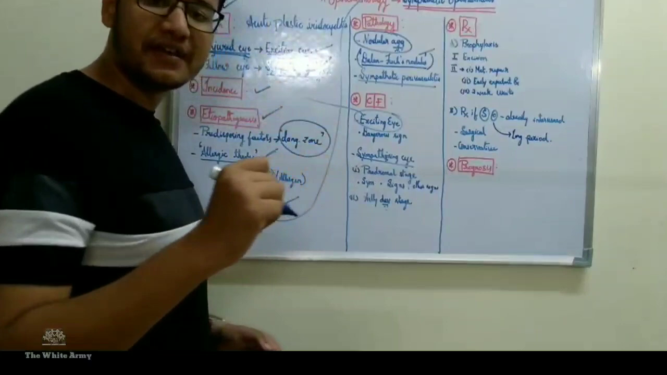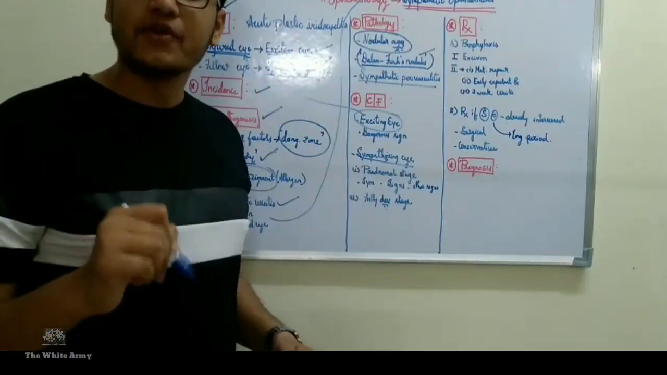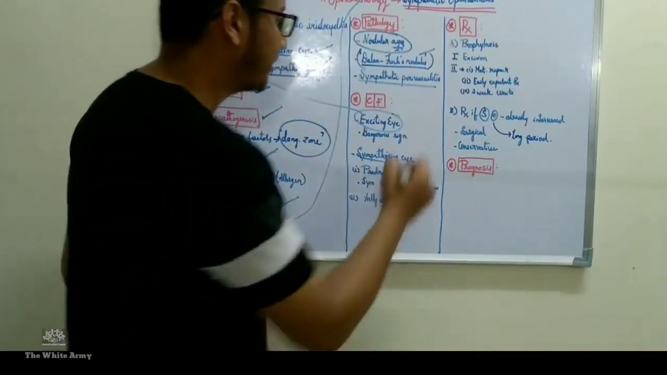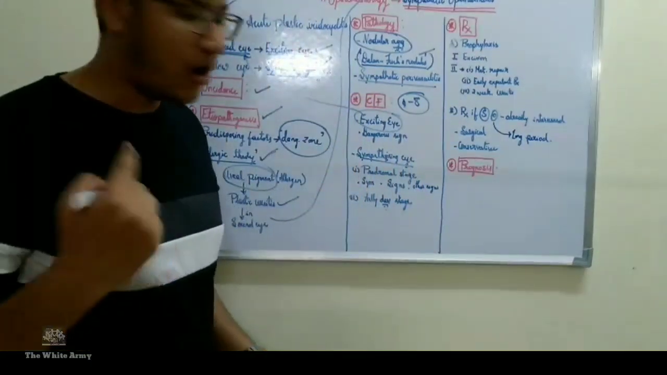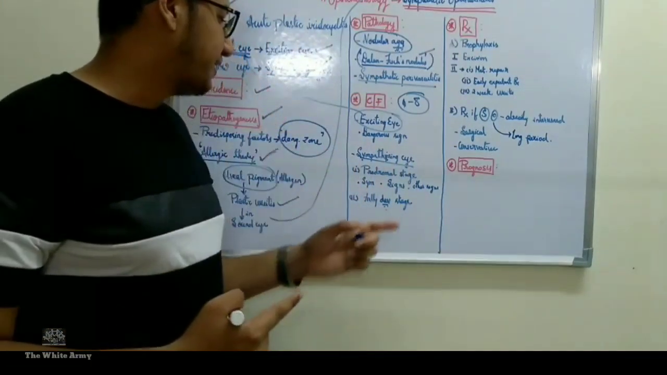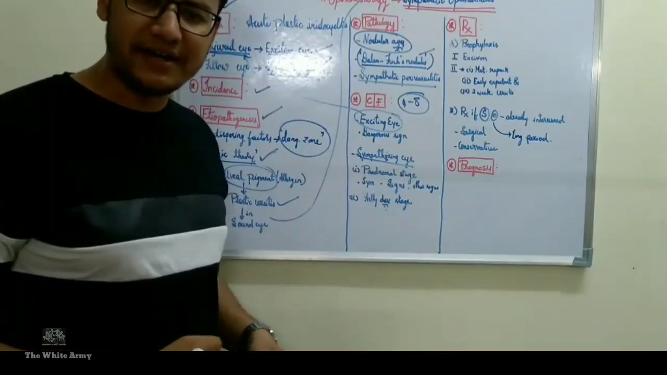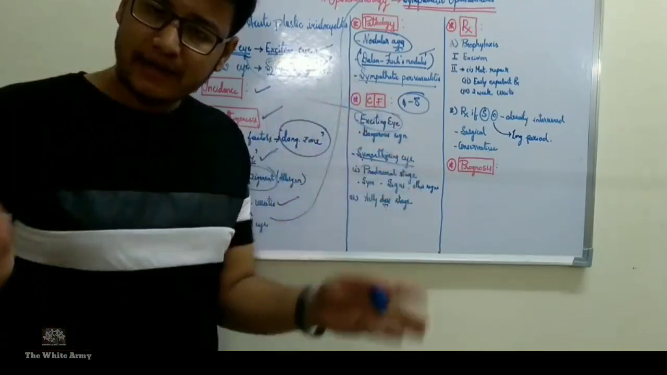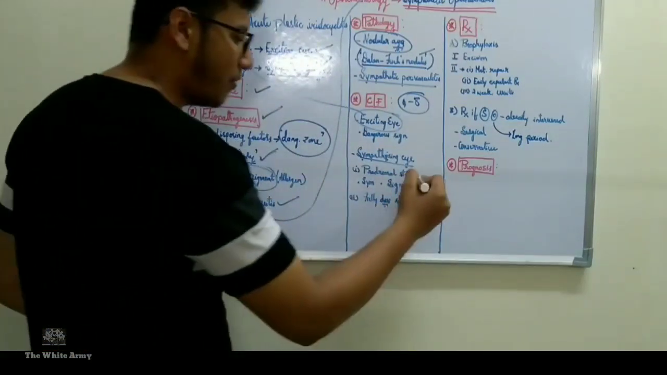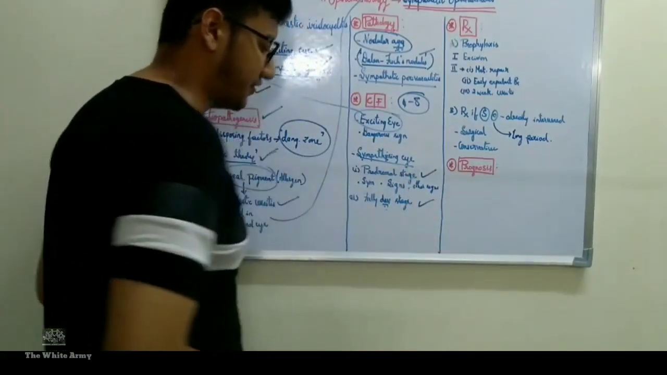In the sympathizing eye, clinical features develop 4 to 8 weeks after injury to the exciting eye. After this, the clinical features develop in the sympathizing eye. These clinical features are broadly divided into the prodromal stage and the fully developed stage.